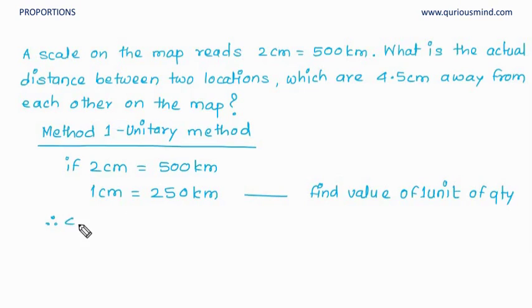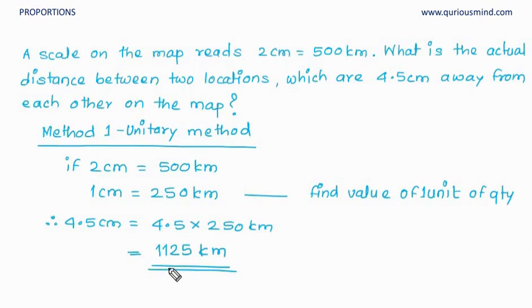And therefore, 4.5 centimeter is equal to 4.5 multiplied by the value of 1, which is 250 kilometers. And that's what we will find out: 1125 kilometers. So this is one method, which is called the unitary method, where we find the value of one unit of the quantity first, and then we multiply that quantity by whatever amount we need. So here we needed 4.5 centimeter, so we multiplied by 4.5.